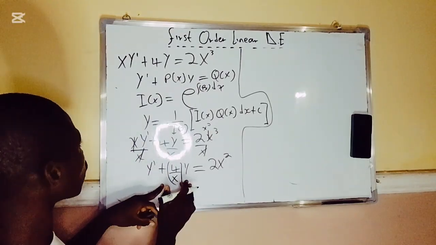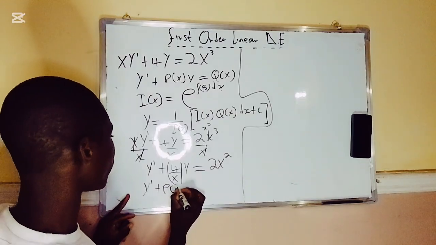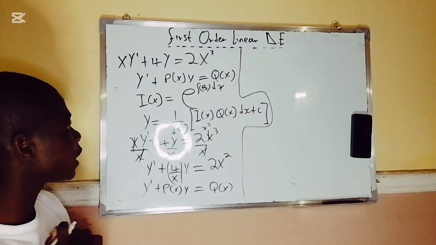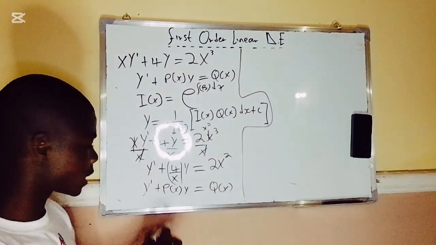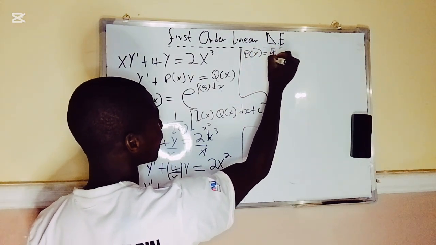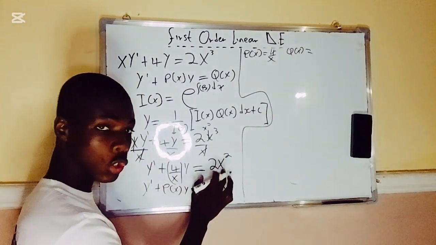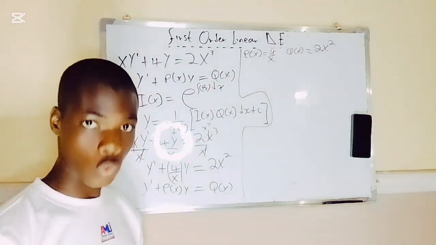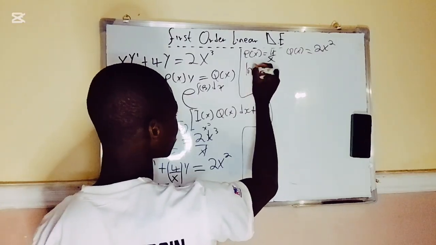The next thing I am going to do is compare this with the standard equation, y prime plus p of x times y equals q of x. As you can see, the value of p of x is 4 over x, and the value of q of x is 2x squared.